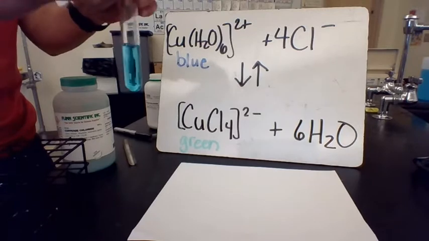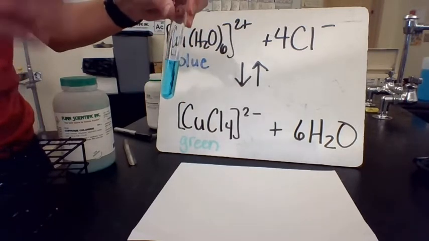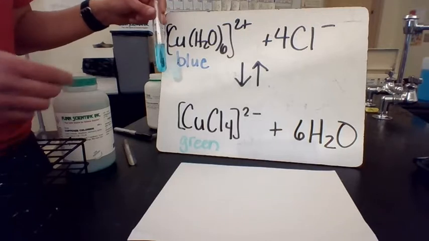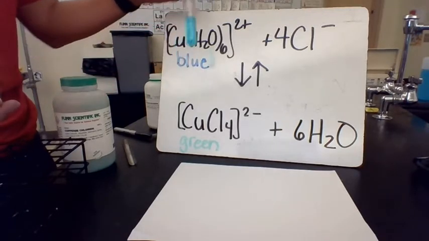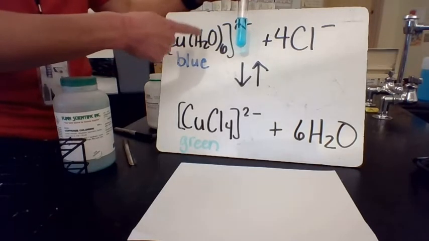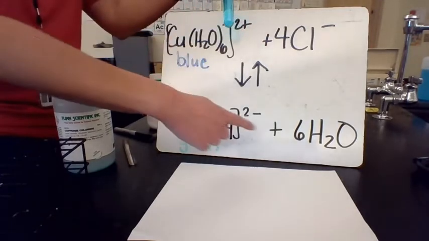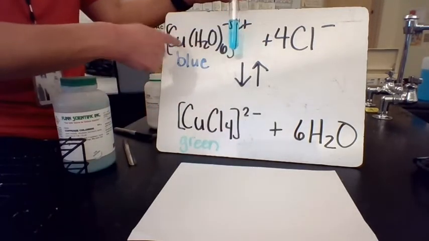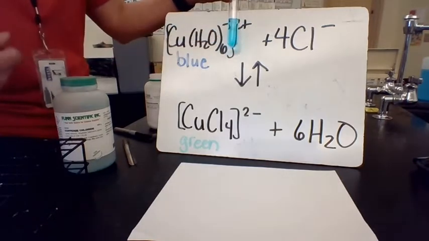And so this is what my mixture looks like when I combine everything together. And we can see that the solution is blue. So that means that right now the predominant form in our solution is this right here. If we think about it in terms of our K expression, we have more reactants than products right now, right? So we have a lot of this copper hydrate. That's why it appears to be blue, okay?